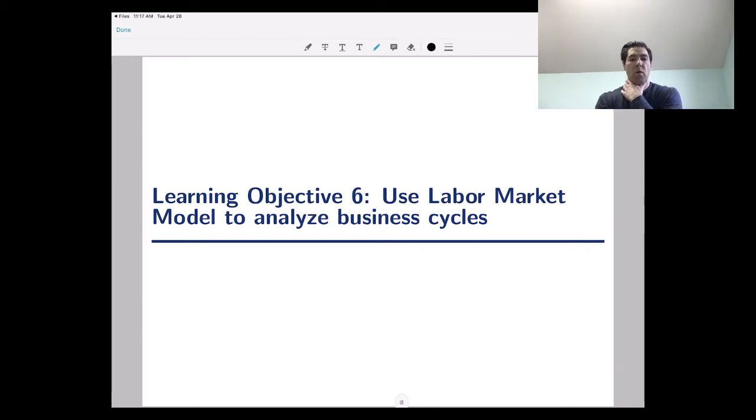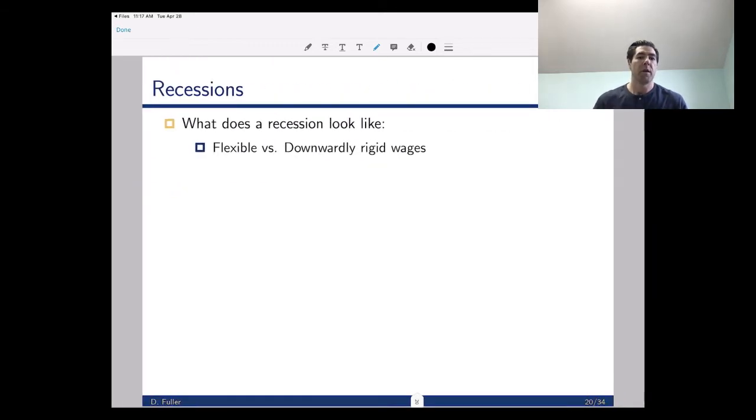All right, so our goal here is to dive into the nitty-gritty details of modeling a recession and then eventually an expansion. So how does the business cycle work using our labor market model? We're going to start with a recession and think about what it looks like. And we're going to go back to something we talked about before, which was downward wage rigidity.